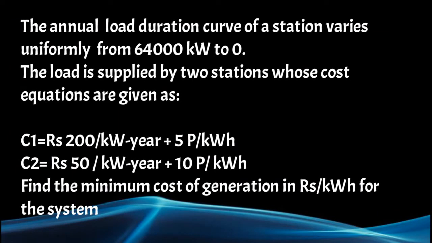The annual load duration curve of a station varies uniformly from 64,000 kilowatt to 0. The load is supplied by two stations whose cost equations are given as C1 is equal to rupees 8,40,000 plus 840 kilowatt plus 0.116 kilowatt hour. C2 is equal to rupees 5 lakh plus 440 kilowatt plus 0.2985 kilowatt hour. Find the minimum cost of generation in rupees per kilowatt hour for the system. So this was the given question.